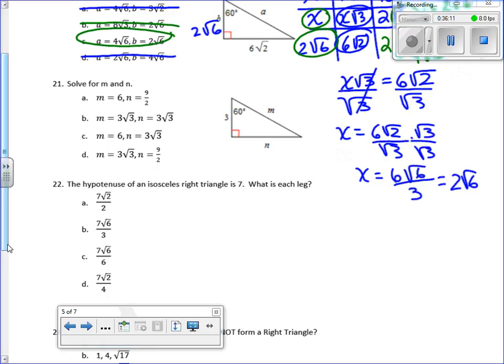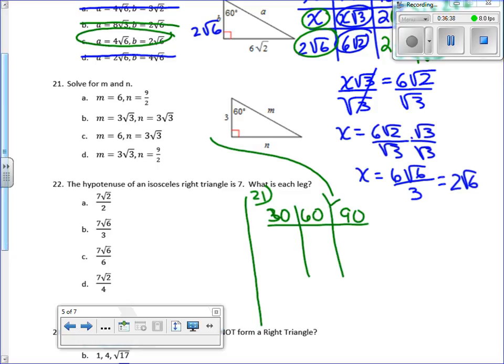Number 21, solve for m and n. Here we go again. All right, so to do this one, again, I do my special right triangle. So I'm out of space, so I'm just going to do it down here. Okay. So this is number 21 down here. So I have 30, 60, 90. This is x radical 3, and 2x.